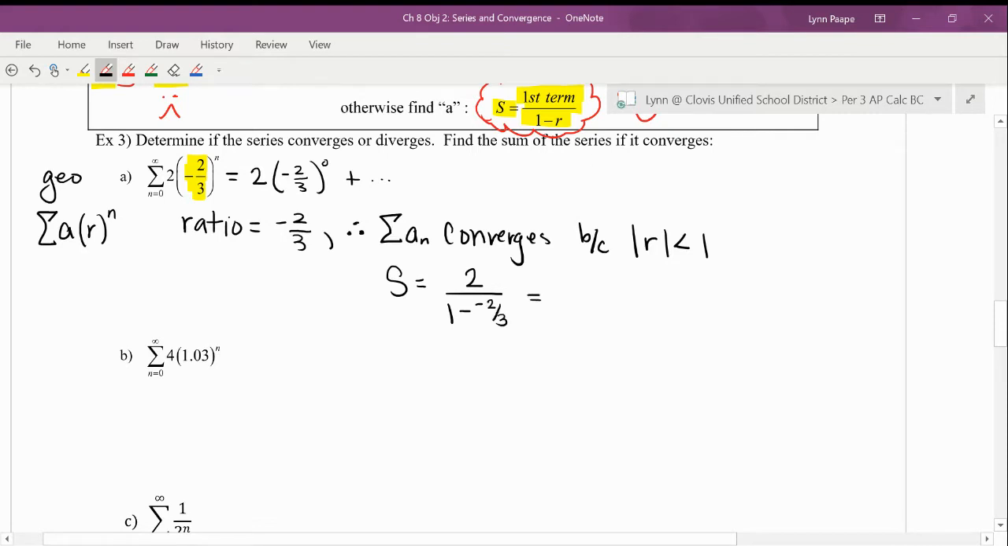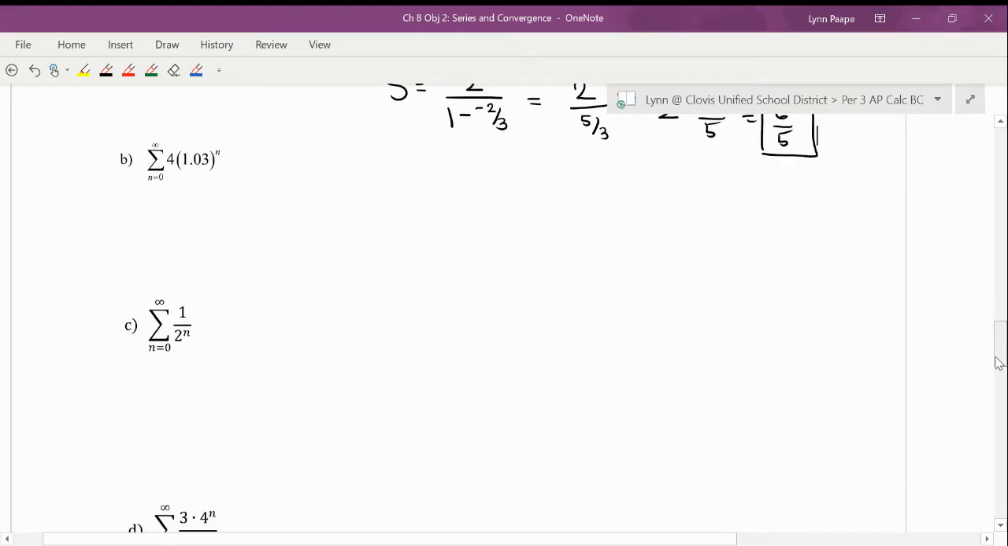Okay, so what am I doing? I'm looking right here. That would give me 2 over 1 plus 2/3, so 5/3. And then 2 divided by 5/3 is the same as doing 2 times 3/5, and that would be 6/5. So that means if I were to list out all of those numbers, it would settle in on that value, 6/5.